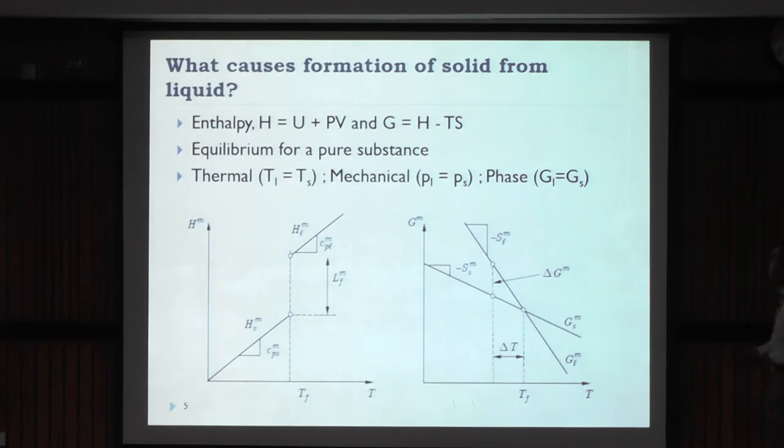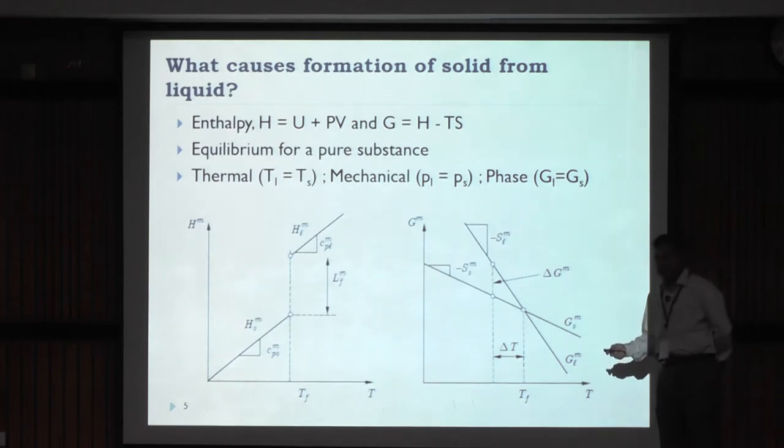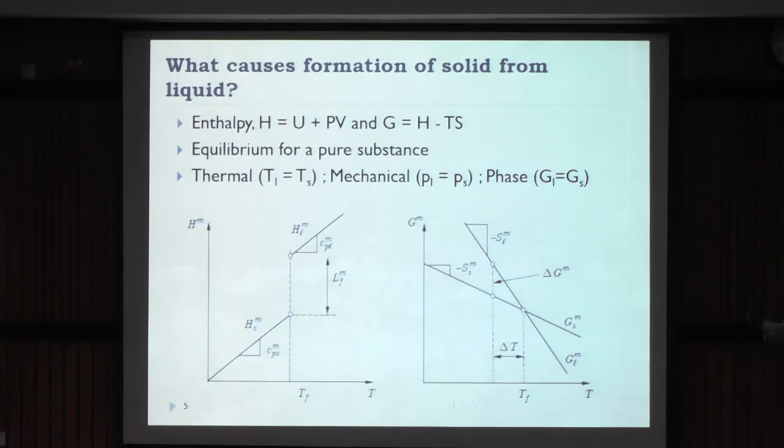So what causes the formation of solid from liquid or vice versa? From the thermodynamics point of view, when phase change occurs, equilibrium has to prevail. Equilibrium means thermal equilibrium has to be there, mechanical equilibrium has to be there, as well as chemical or phase equilibrium. This is for pure material. However, if there is a combination of different materials, meaning if you know the concentration of different materials, then chemical potential will also come into the picture. During this phase change, the melting temperature of the liquid has to be the same as the melting temperature of the solid. Similarly, pressure has to be the same for both phases, and Gibbs free energy has to be the same for both phases for pure material.